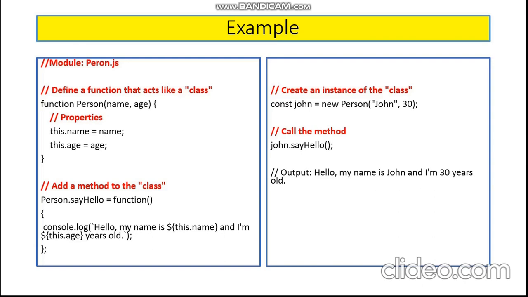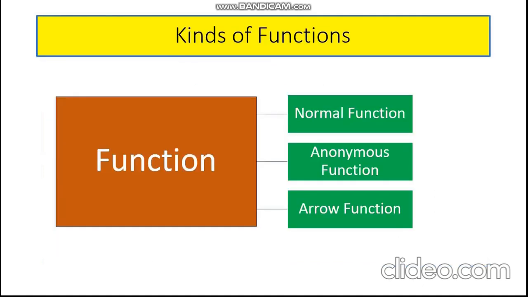Now next we're talking about kinds of functions. So how many kinds of function can we mention in JavaScript? Here are the three kinds of function we use in JavaScript, or we can say function styles we can use in JavaScript. The first one is a normal function, the second one is an anonymous function, and the third one is an arrow function.